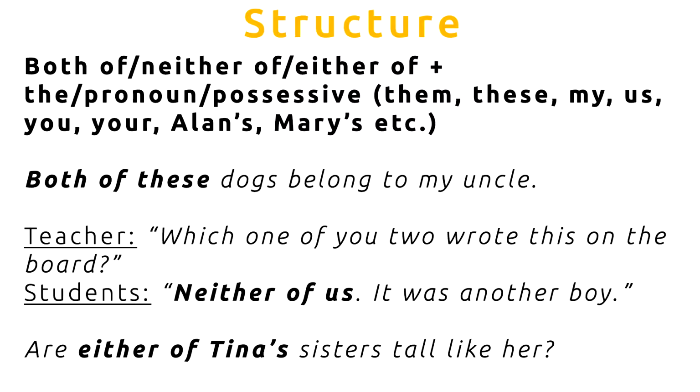So look at these examples to make everything clearer. Both of these dogs belong to my uncle. So you can see the structure, both of plus these. These is a pronoun. Dogs belong to my uncle. So both of these dogs means there are two dogs and they both belong to my uncle.